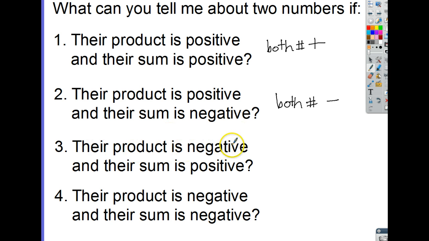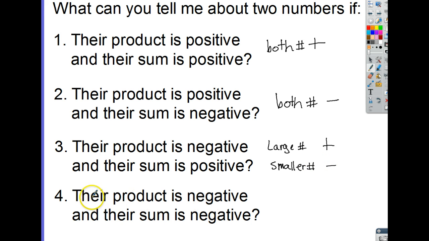If their product is negative, well, the only way to get a negative between two numbers is if one was positive and one was negative. So we know we have different signs here, and their sum is positive. Well, when you add a positive and negative number, you really subtract and you take the sign of the larger. So here, the sum being positive tells me that the larger number would have to be positive, and there's a smaller number here also. The smaller number would have to be negative.